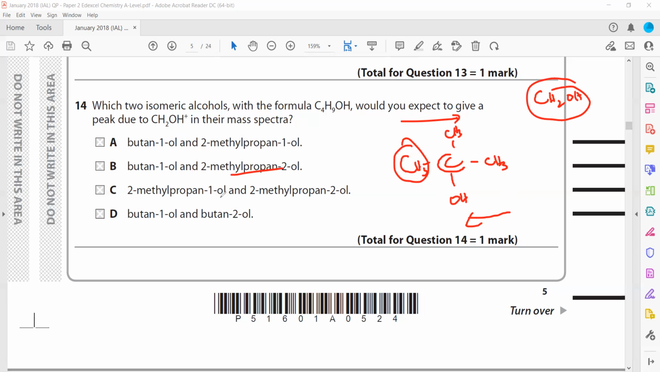So these are the options. Even butan-2-ol does not give the peak, because butan-2-ol means the OH is attached to the second carbon. So if we break from right to left or left to right, it won't give CH2OH. This is only possible when OH is attached to the first carbon. That's why A is the right answer.